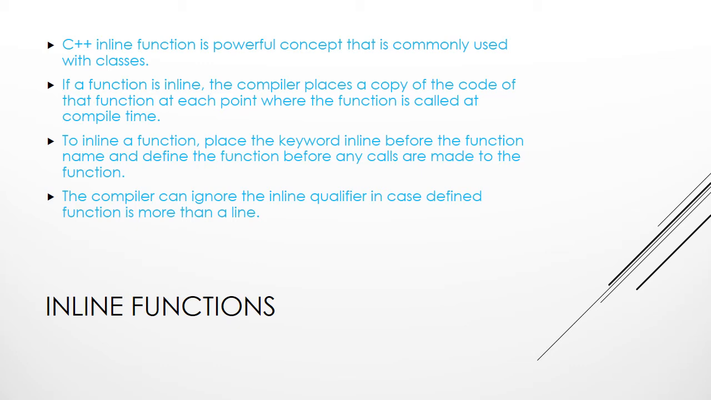That is, if I define a function and use the same function name at different points, the compiler copy-pastes the function definition at every point I call the function. To inline a function, place the keyword inline before the function name and define the function before any calls are made to the function. We know in the previous video we said that we can first declare a function and define it later on, maybe after the main program.